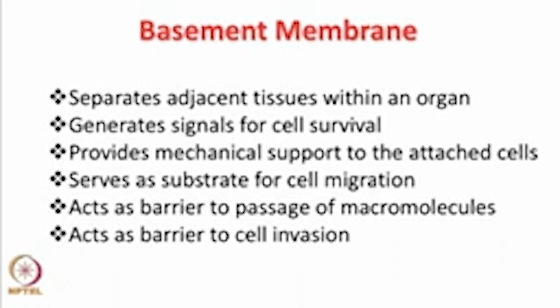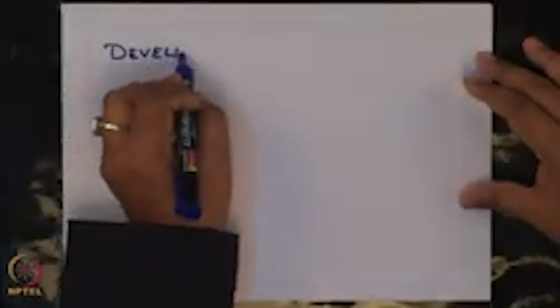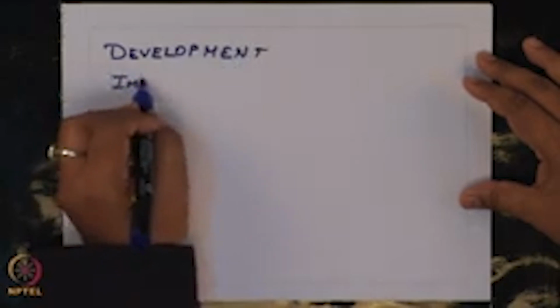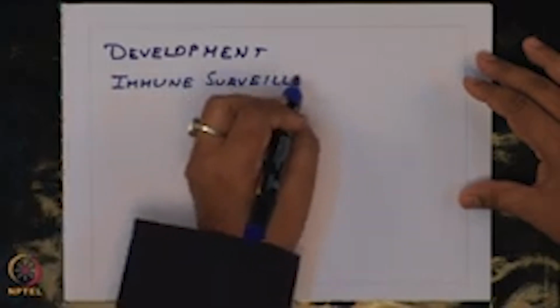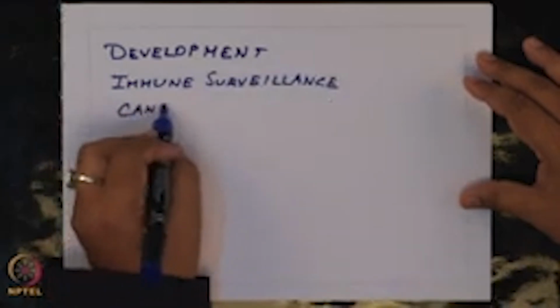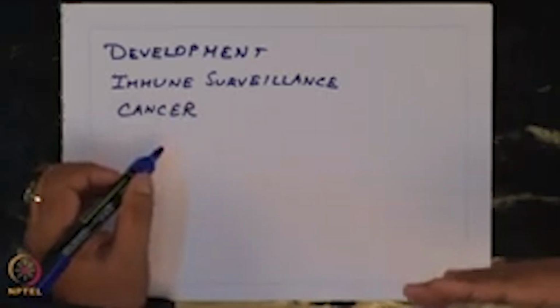There are of course three exceptions to this. One of which is during the process of development, during immune surveillance, and diseases like cancer, where cells actually degrade the basement membrane, and that degradation of the basement membrane represents the first step in invasion, in initiating the invasion metastasis cascade.